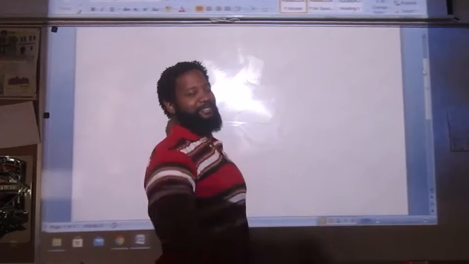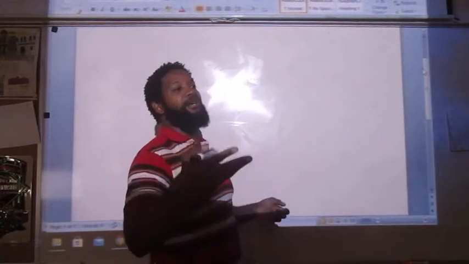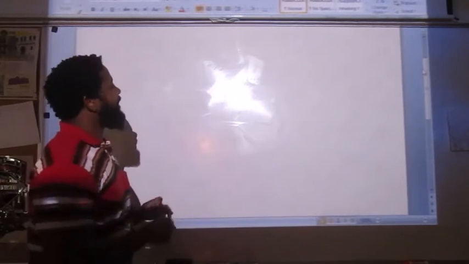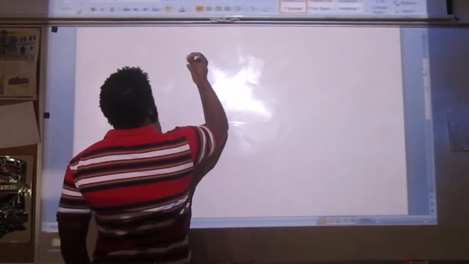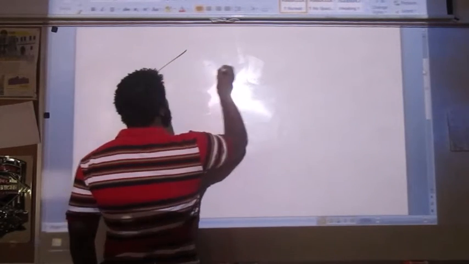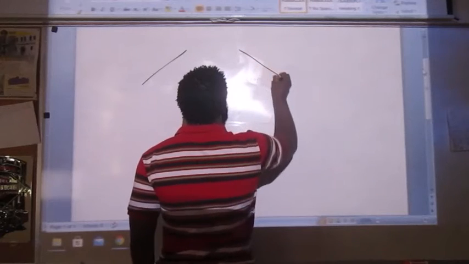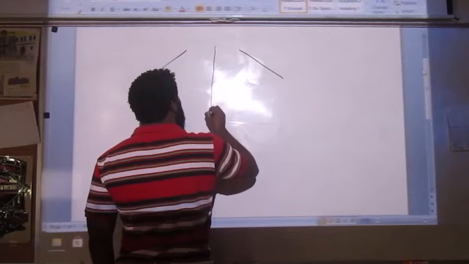Get out y'all's notebooks, or you can write this on the back of your paper. All right, Mr. Slope Man. He pretty much has a line like this, and there's a line going down the center.